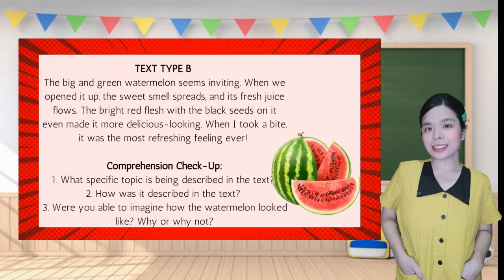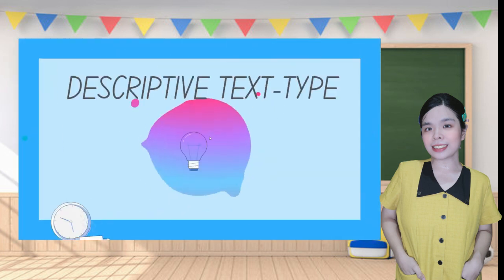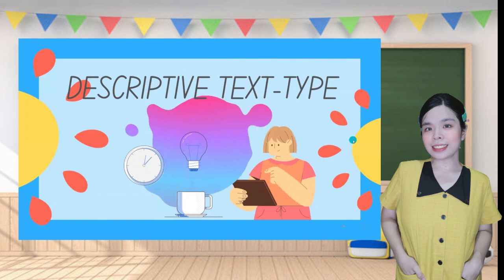In this paragraph, the descriptive words big, green, sweet smell, fresh juice, bright red flesh, black seeds, delicious looking, and refreshing were used for you to imagine how the watermelon looks. Thus, it is an example of the descriptive text type.